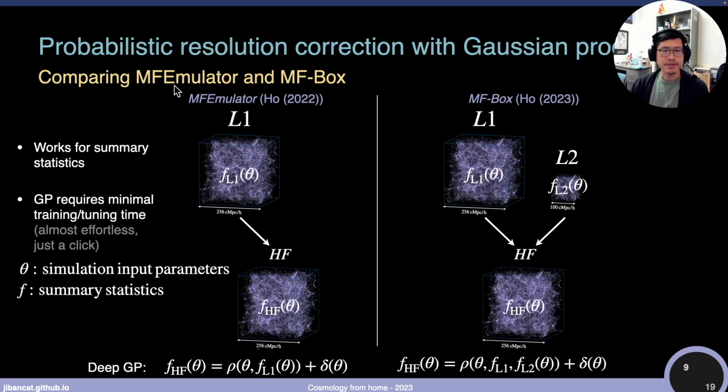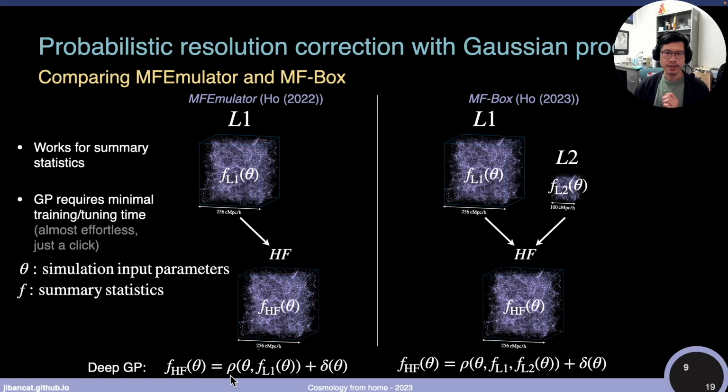So what the Multi-Fidelity Emulator and MFBox are doing is a probabilistic resolution correction using Gaussian processes. Just comparing the previous multi-fidelity method we had to the current method. The previous method only works for different particle loads from low to high. So theta here is the input parameters, you can imagine it's just cosmologies, and F here is summary statistics, assumed to be the power spectrum.